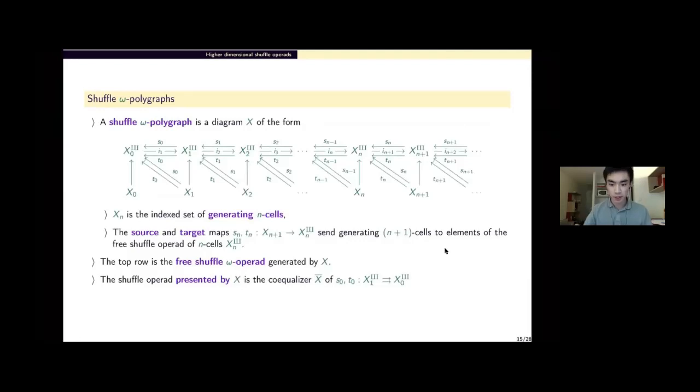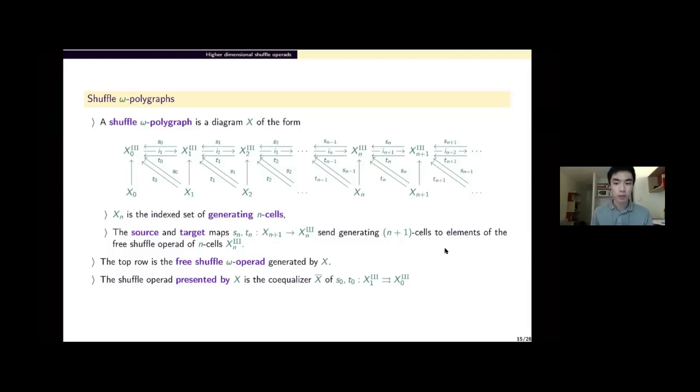There are various definitions, and I also don't have the time to give the full definition, so I hope this diagram will give an idea of what is happening. It's rather complicated. So first we can look at the bottom row, where we have x0, x1, xn, and each x is an indexed set. So it's a set where each element has an arity, and xn is the set of generating n cells. And if we look at a generating n+1 cell, it has two morphisms going to the free shuffle operad of n cells, xn sha, which are the source and target.